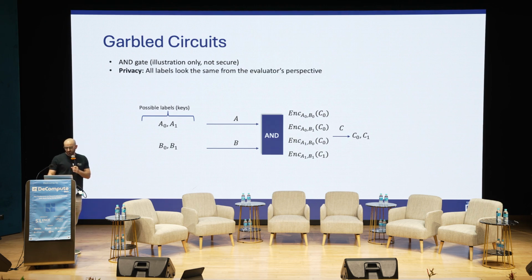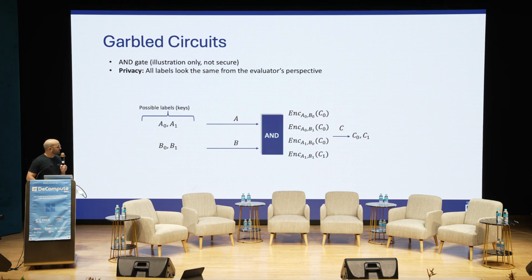Now, there are two privacy or security guarantees that we need to satisfy when we do garbled circuits. One of them is that all the labels or keys look random to the evaluator. I also mentioned this is only for illustration. It's not really secure. In order to make it secure, we need to permute the rows in the AND gate.